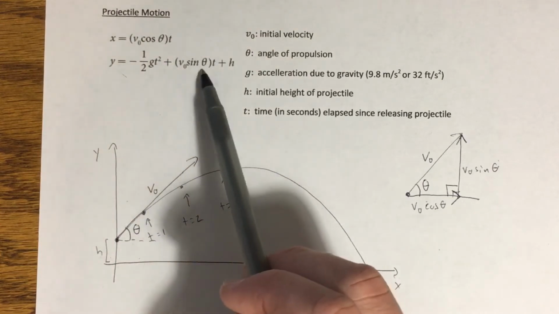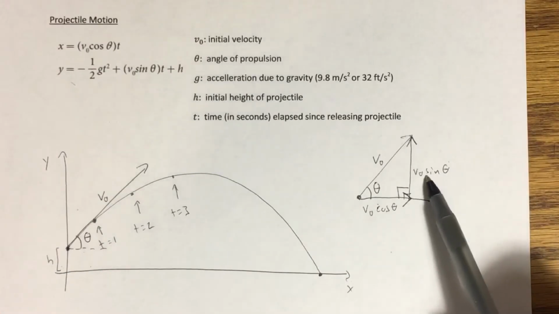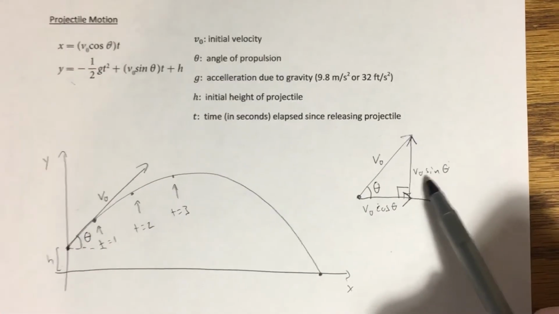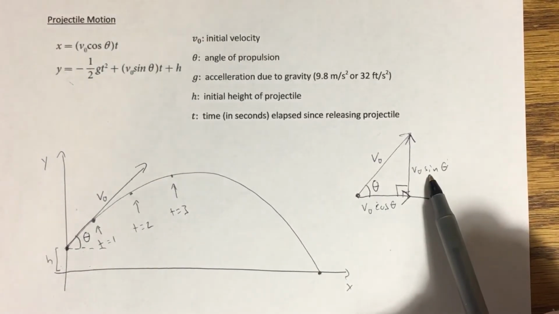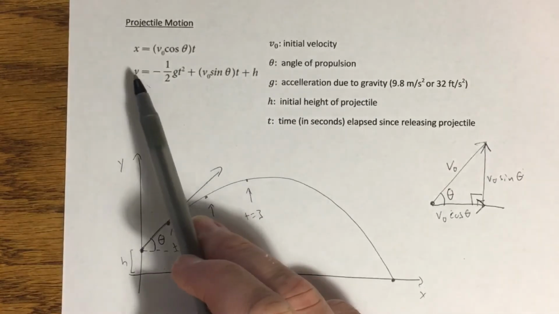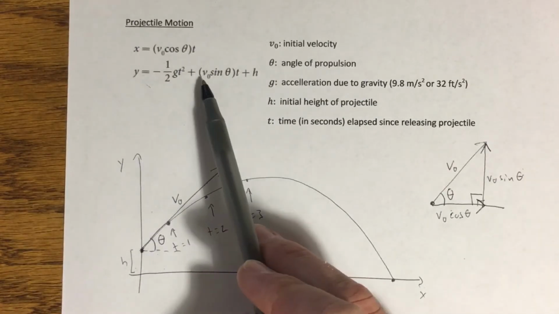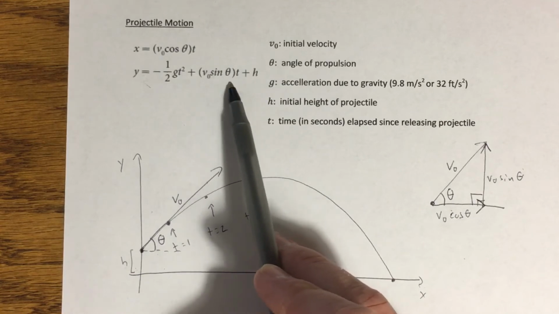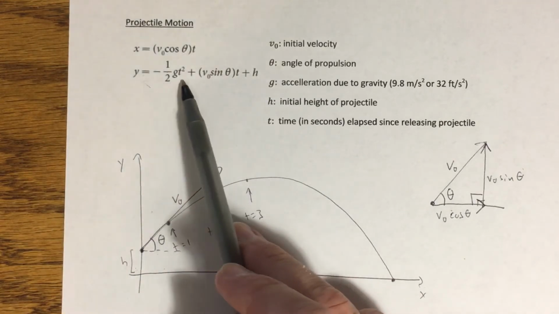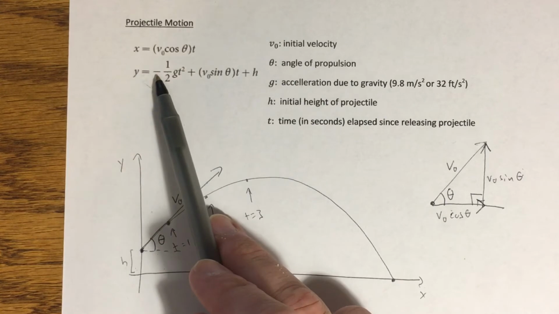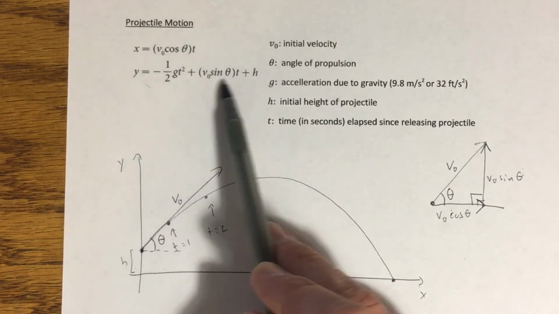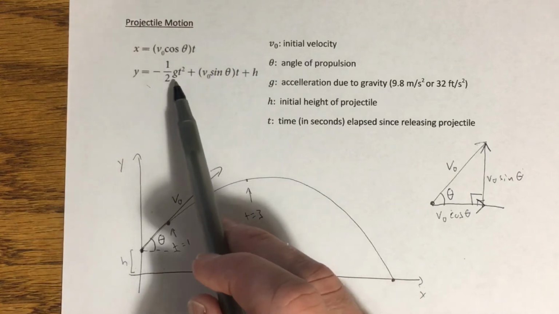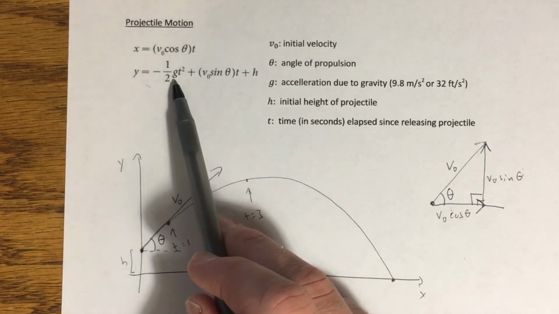Now this v naught sine of theta times t, we're seeing right here. This is the initial upward velocity of this projectile. And again, distance should equal rate times time. So v naught sine of theta t will be the initial velocity. This term here, notice that there's a minus in front of it. It's negative, which means it's going to be fighting against this positive velocity here. And notice it also takes into account the acceleration due to gravity.